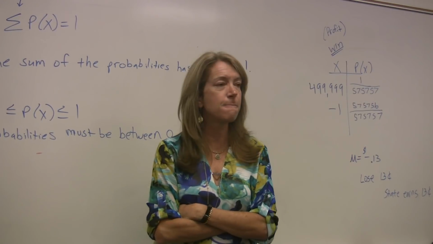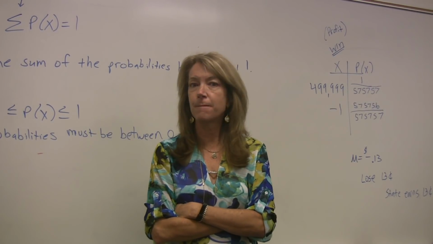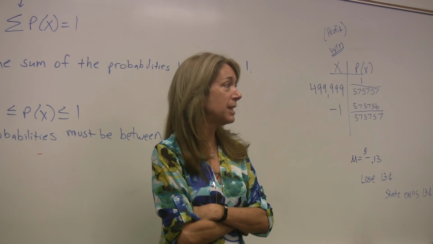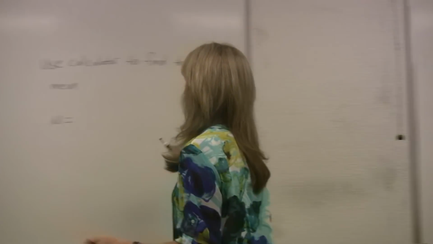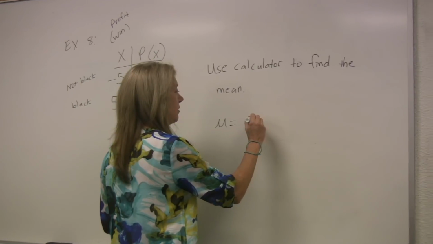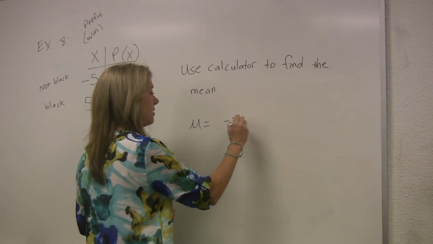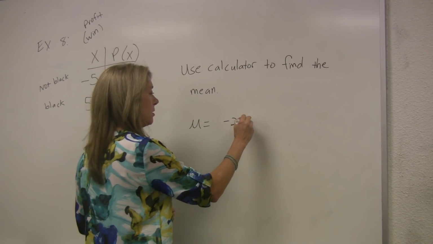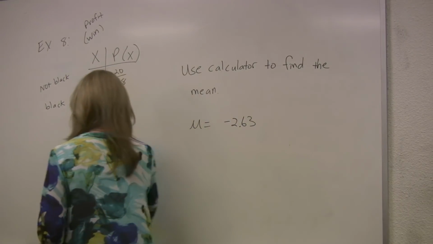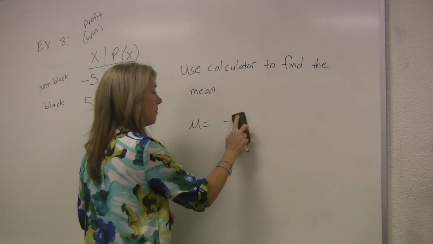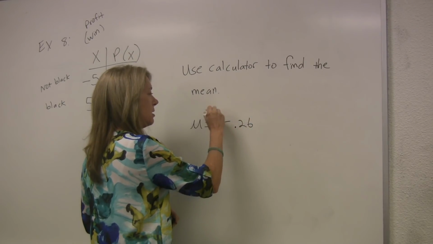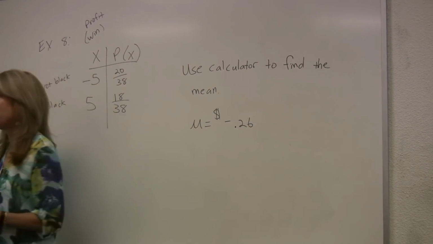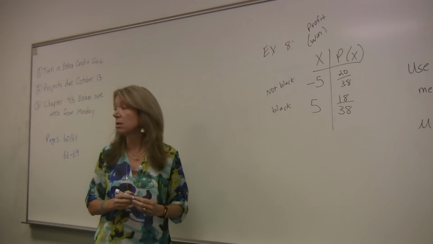What did we get? It says X bar on your calculator, but it's our population mean. It's like negative 263, and then there's a bunch of numbers. Negative 263? Is it round to 63 or 64? 0.263. Oh, 0.263? Yeah. So 0.26 if I'm talking money. I'll round it to the cents place if I'm doing money, right? 0.26?